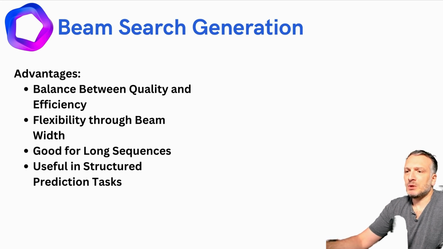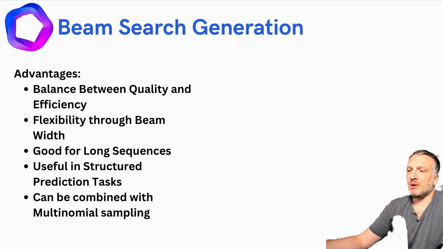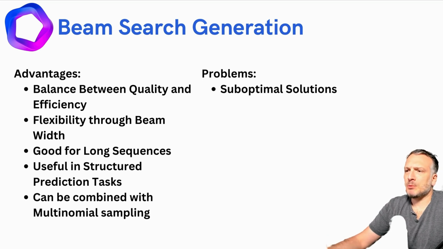It is very useful in structured prediction tasks. It is particularly effective in tasks like machine translation, speech recognition, and summarization, where the structure and coherence of the entire output sequence is important. It can also be combined with sampling. So we can perform beam search by using the multinomial sampling that we saw earlier, by selecting the next token using these sampling techniques. But there are also some problems with beam search.